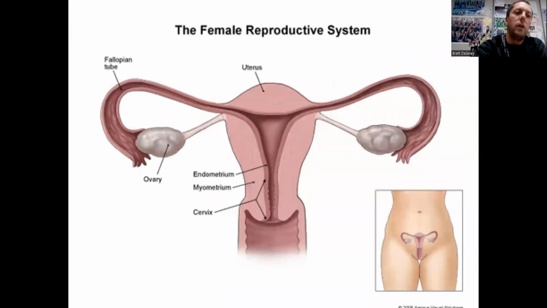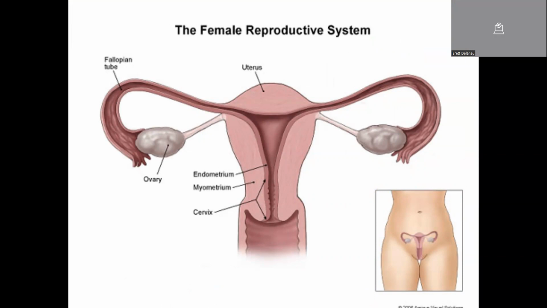Okay, our next one is the female reproductive system. The female reproductive system is just as complicated, even though it doesn't look like it. It is made up of the uterus, the fallopian tubes, the ovaries, the endometrium, the cervix, and the vagina. The uterus is a pear-shaped organ that is kind of the womb. This is where the baby is going to attach and can grow over the 9-month period.